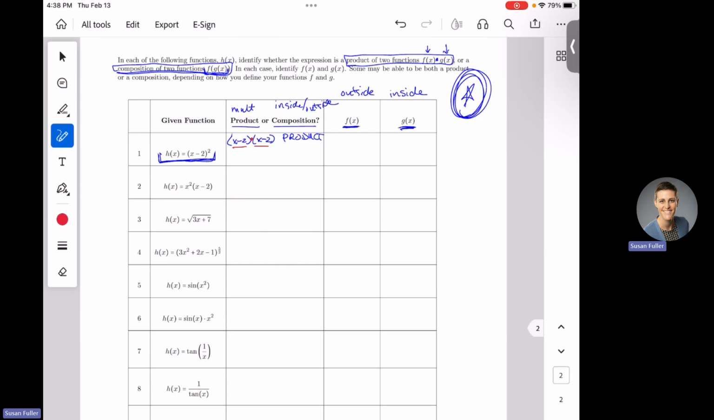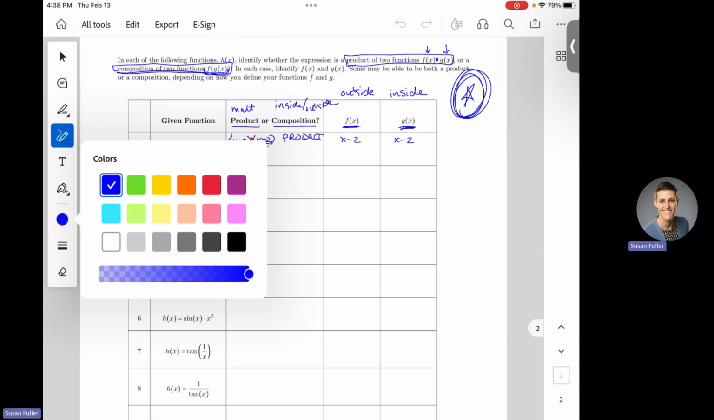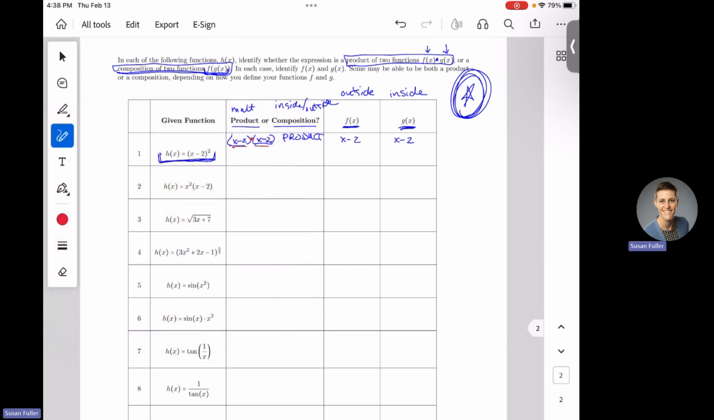And in that case, to identify my f and my g, f is my first function, which is x minus 2, and my g would be my second function, which is also x minus 2. So we can look at it as a product and do a product rule on it if we had to take the derivative. Now, alternatively, we could also look at this as an inside and an outside function. We could also look at this as a composition. This one could be either. So either of these answers is good here.